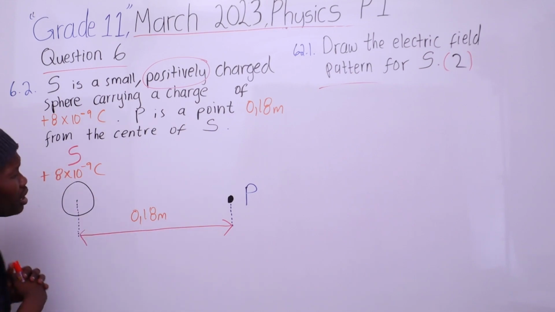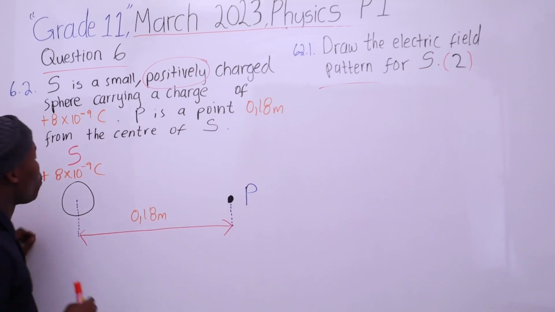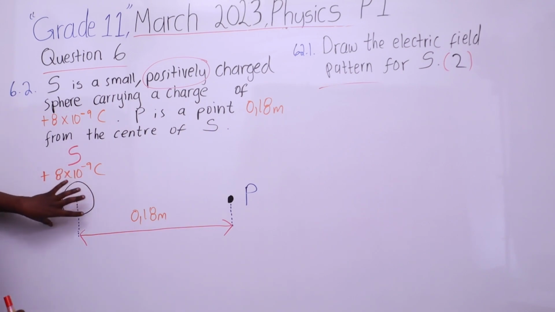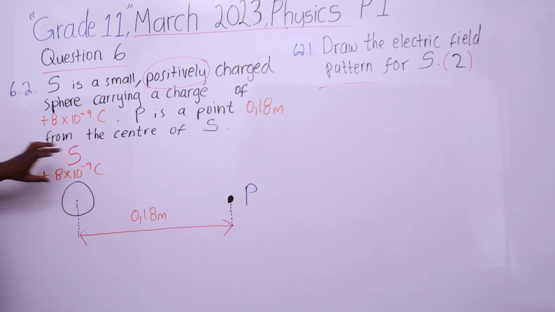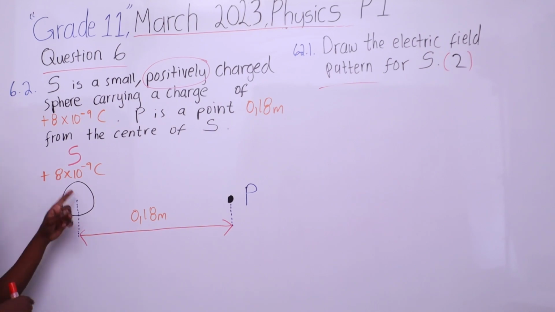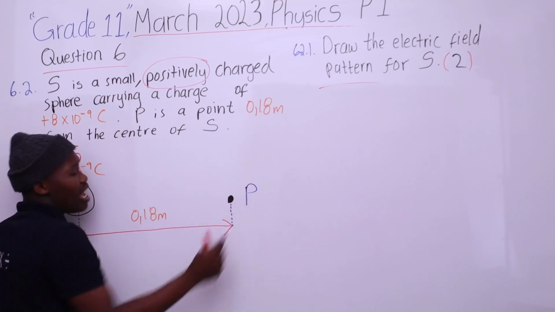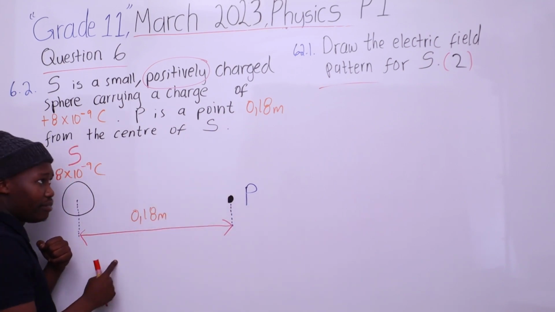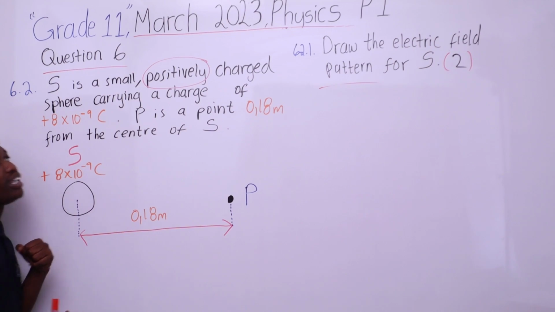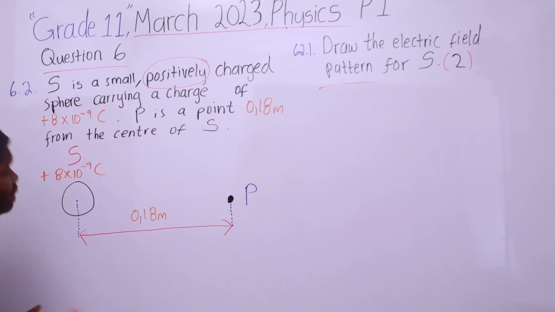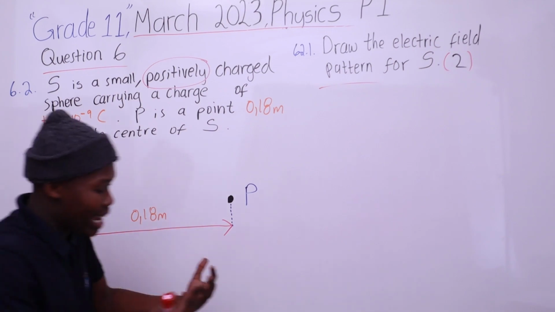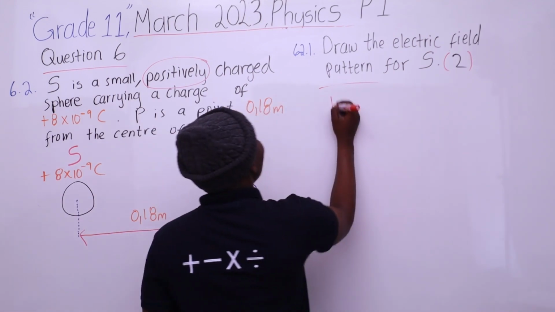Alright, so in this one, we have a sphere carrying a charge of positive 8 times 10 to the negative 9 coulombs, or 8 nanocoulombs. Leso sphere leso siphelelane nelinye point eku-P ngamamitha awu 0,18. Uyayizonto leyo. Sekuthiwa asidwebe i-electric field pattern for S. What type of charge is S?